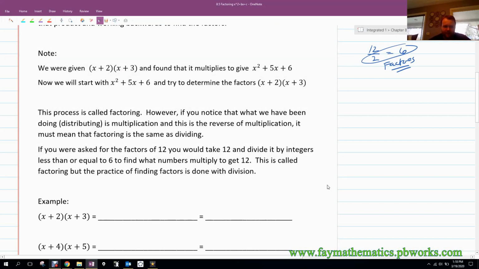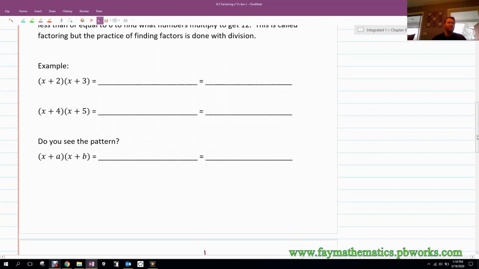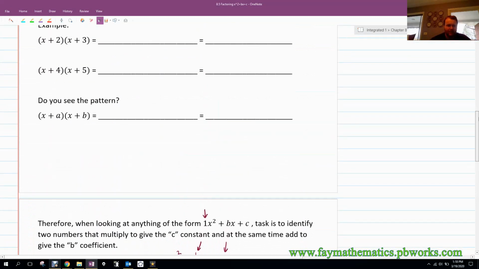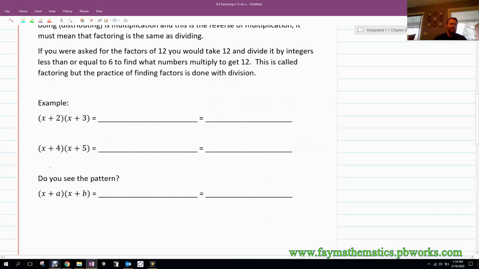Okay, and what I want to get down to is just some examples here. This example is going to allow us to recognize the pattern that is going to be used when we get down to these examples down here. Okay, so here is the pattern. What I want to do is actually start with the foiling technique here. So if I go x times x, first times first gives us x squared. Okay, outside times outside gives me 3x.